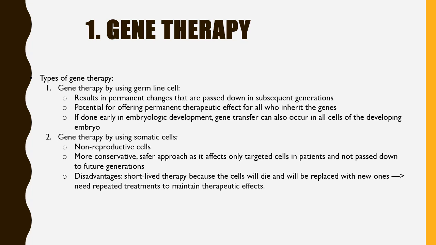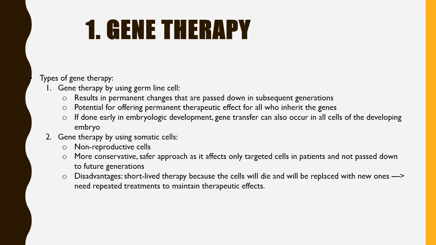Therefore, when changes of DNA are made in germline cells, it will allow for the permanent changes of any disease-causing genes that are certain to be passed down to the next generation. Also, we have to note that if this method is done early in the embryologic development, gene transfer can also occur in all cells of the developing embryo because, as we all know, the germline cells are the reproductive cells.